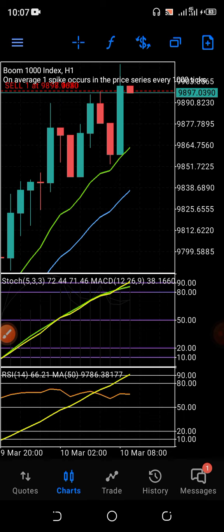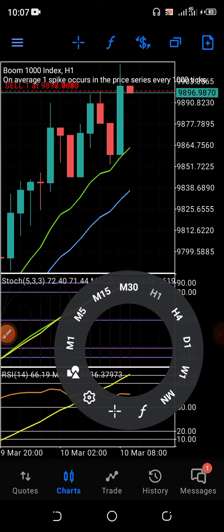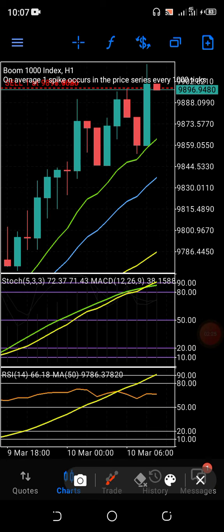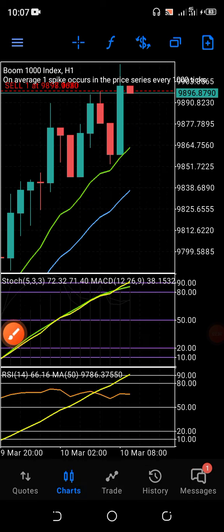Even this time I placed this trade is a kind of a wrong entry, because I don't know what will be the outcome of this. This candle may decide to pull back. And if that happens, the story will change.